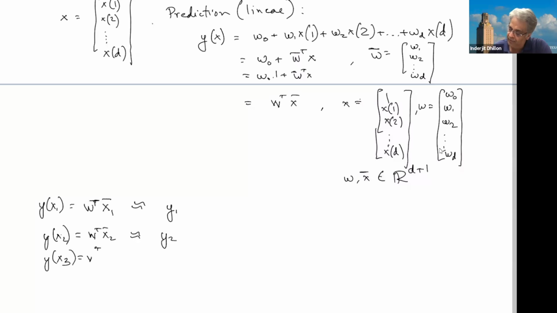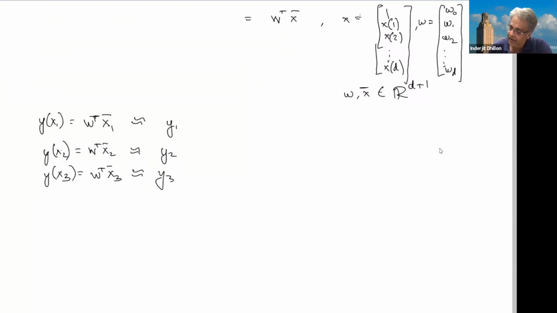So I have W transpose x3 bar to be y3. And similarly, I have y of xn, which is W transpose xn bar equal to y. Okay. So now what does this mean? What does this nearly equal to symbol mean?